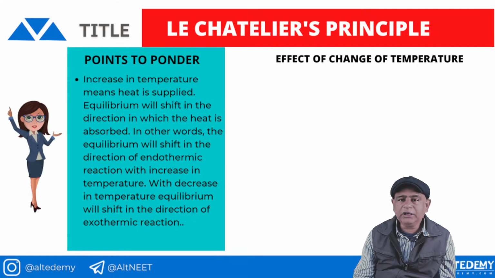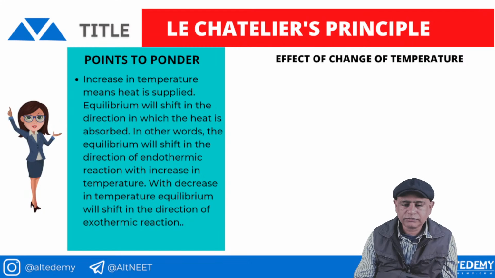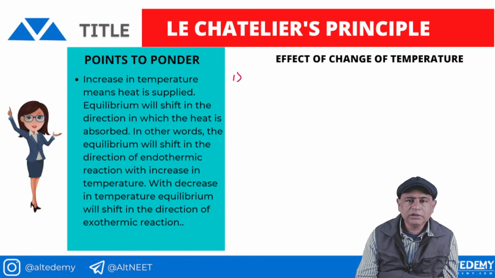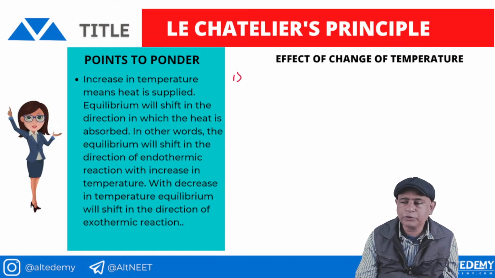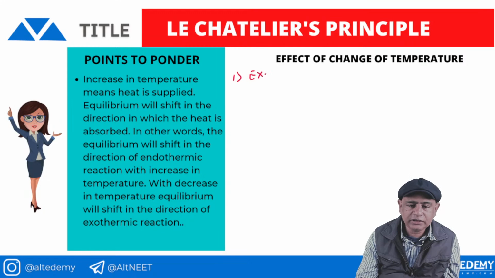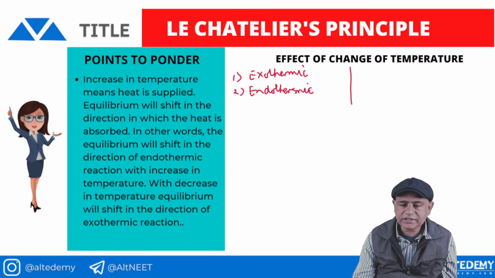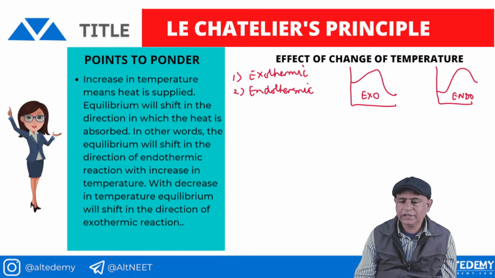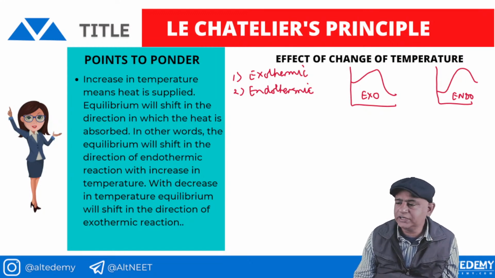Okay. Coming to temperature, very important. The first thing, we know that we have two different types of reaction. One is exothermic and another is called endothermic. Exothermic reactions are generally represented like this. Endothermic reactions will generally be represented like this. This is exo and this is endo. Exothermic: heat is being liberated. Endothermic: those reactions in which heat is being absorbed.